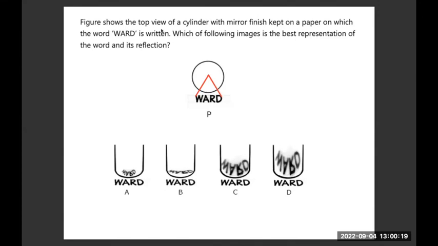What it means is, when I draw this like this, what it means is that only in this much part, let me draw that, only in this much part the letter word will be written.